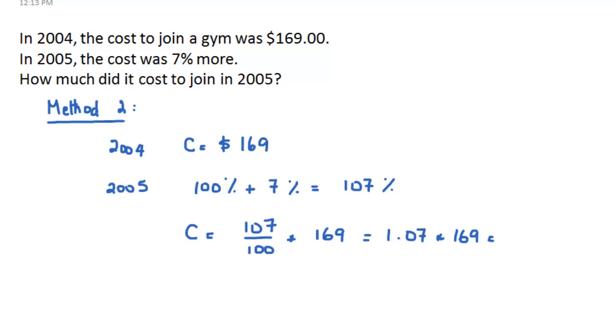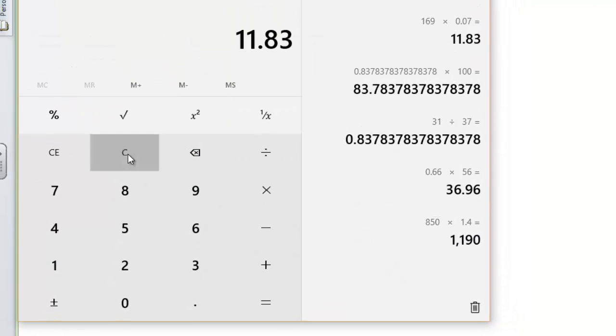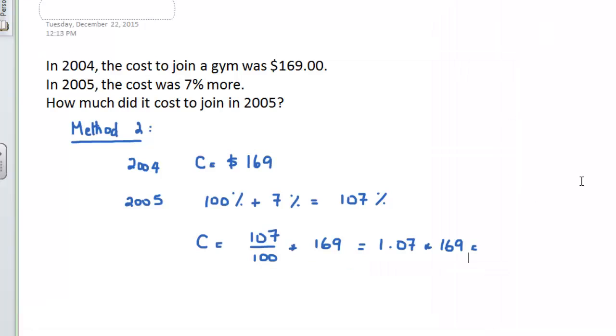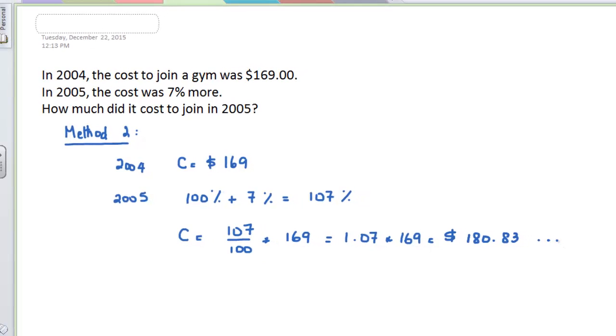So if I'm going to use my calculator, again, 169 times, this time is 107%, which means 1.07, equals 180.83. And as you can see, I used only one step.